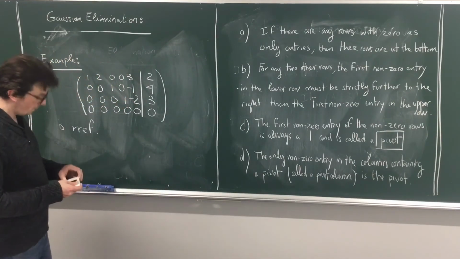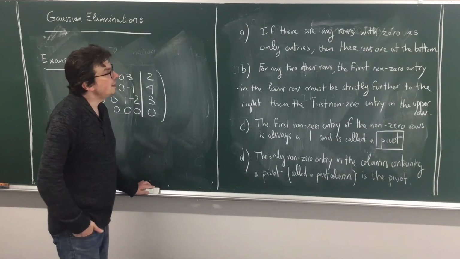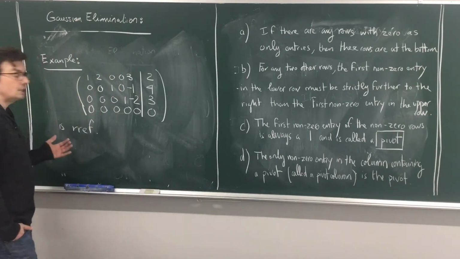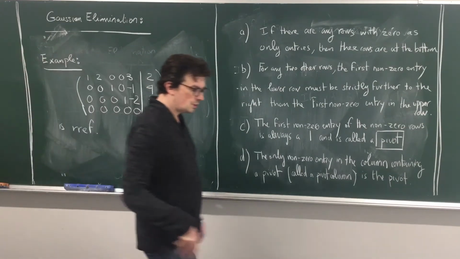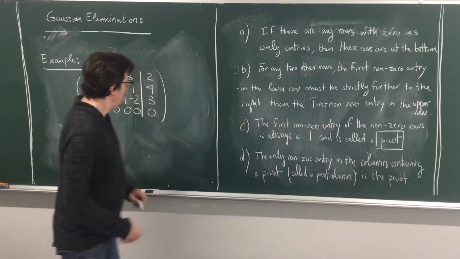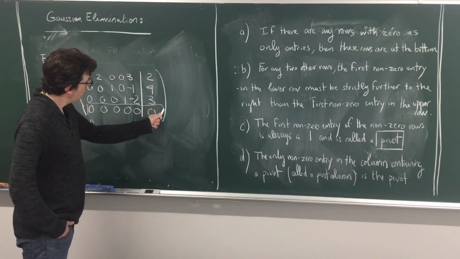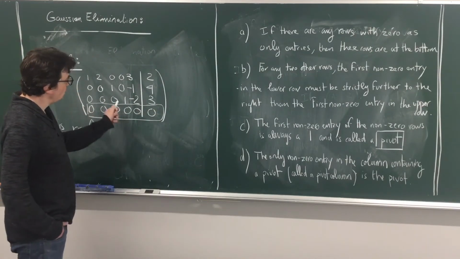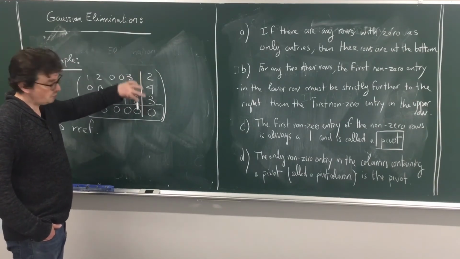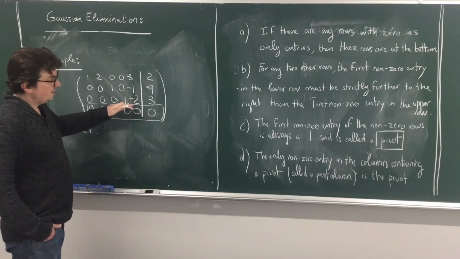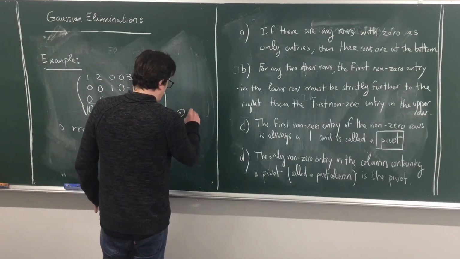Okay, what about the first one? The first one is that if there are any rows with 0 as only entry, they should be at the bottom. Here this condition is obviously satisfied because there is indeed a row with entries only zeros, but it is at the bottom of my matrix. So condition A is okay.